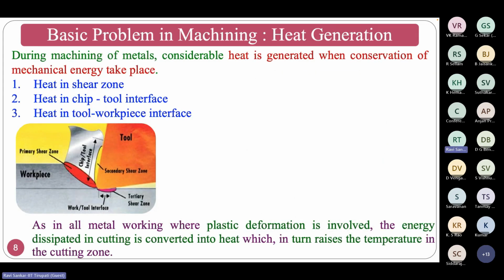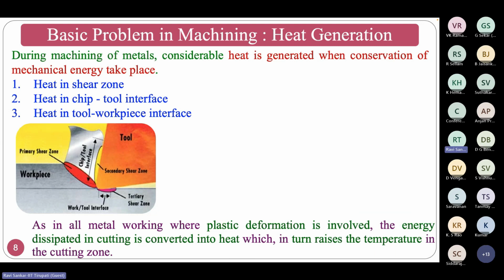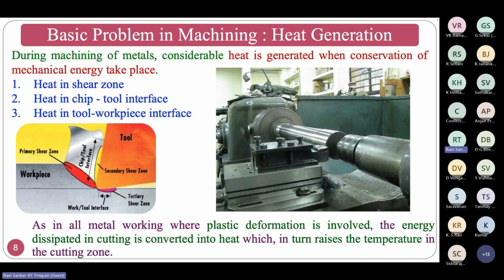In the machining process, what are the basic problems that come up? In the machining process, the cutting tool is interacting with the workpiece, which is a casted component. This will have a lot of problems like heat in the shearing zone, heat at the chip-tool interface, and so on. Just watch the video, you will understand what the basic problem is here.